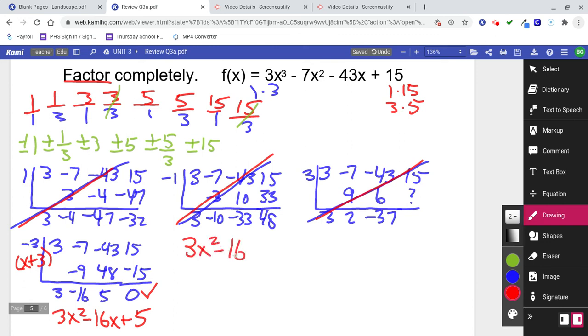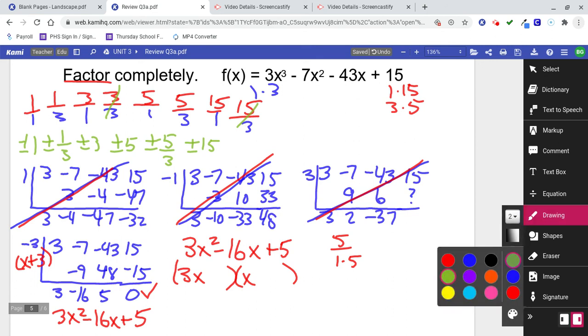3x squared minus 16x plus 5. I know it's going to factor into 3x and x. I need 2 numbers to multiply to 5. There's not that many possibilities. It's got to be 1 and 5. So your job is to make 16 using a 3. And it doesn't take very long to figure out that you could just multiply this by 3 right there. That's going to be 15 plus 1. That's going to be 16.